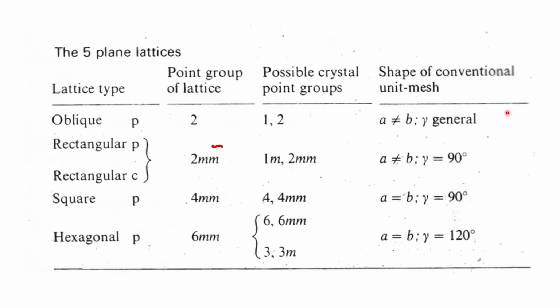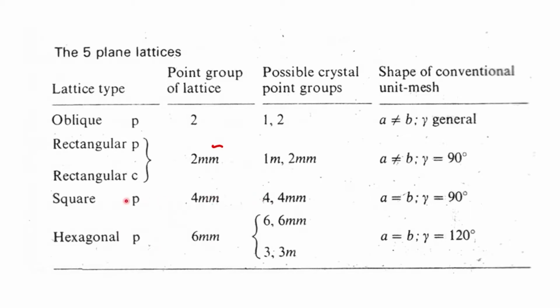Having understood that, we have the remaining P and C with the point group symmetry. The maximum symmetry is 2mm, and then depending upon the type of object we are going to put in the crystal, it could be 1m or 2mm. Same logic applies to the square symmetry as well as the hexagonal symmetry.